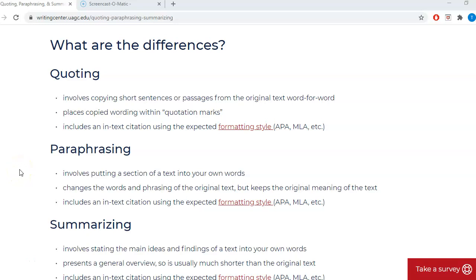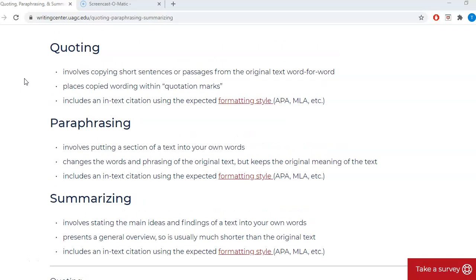In this video, we will cover 3 different ways to pull research into your papers without plagiarizing the original author. So of course you should be familiar already with quoting. You're actually taking a direct short sentence or passage from the original text, including it within quotation marks, and including an in-text citation and a citation on your works cited page.